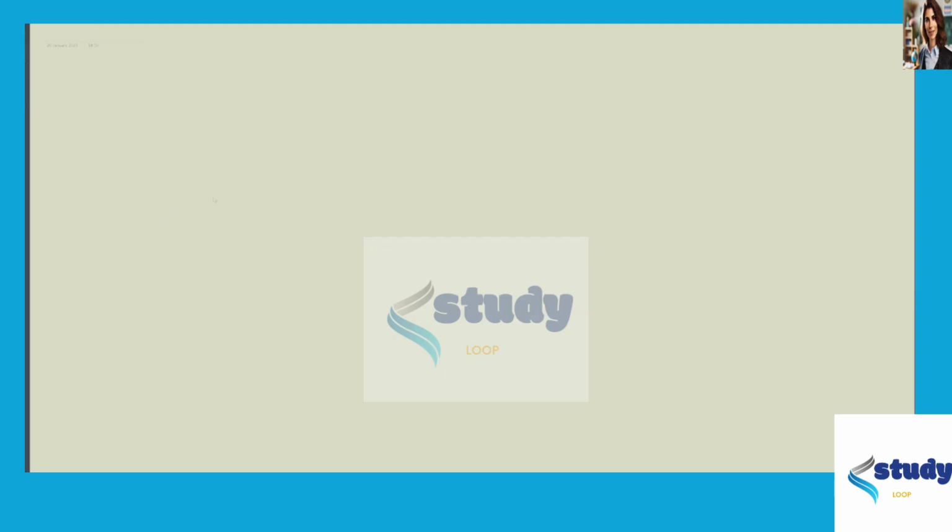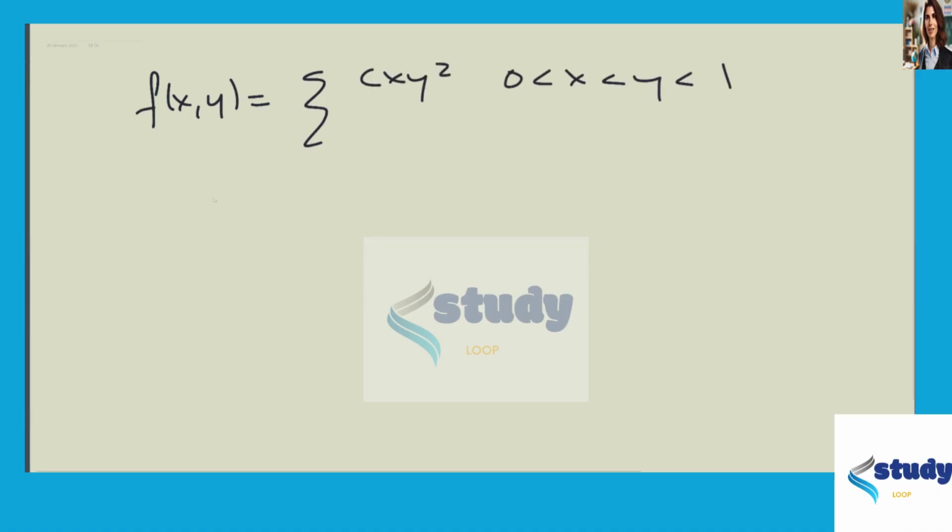So in this question we have f of x and y, which is our PDF, with value cxy squared when x is less than y is less than 1, and they're both bigger than 0, and 0 otherwise. So first of all, let's find the value of c.